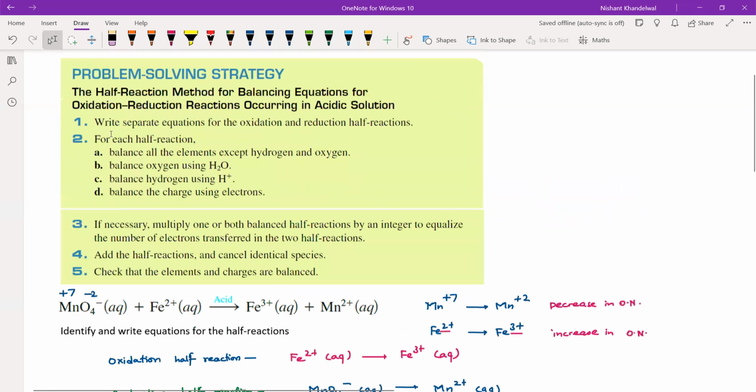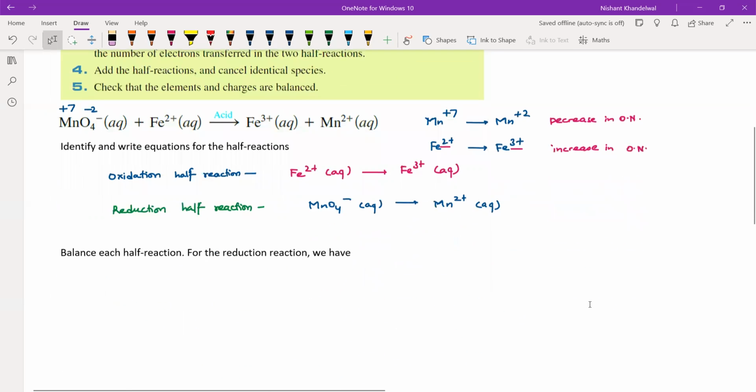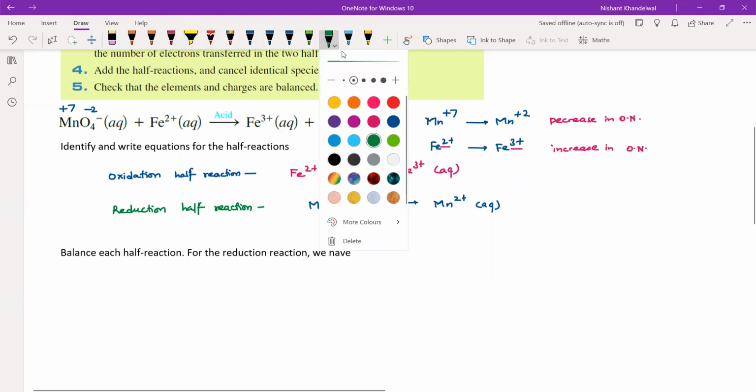Now the second part. For each half reaction, point A: balance all the elements except hydrogen and oxygen. We have to leave behind hydrogen and oxygen. They have come late in our class, so let them wait. So balance all elements except hydrogen and oxygen, and I hope you all know this very well.